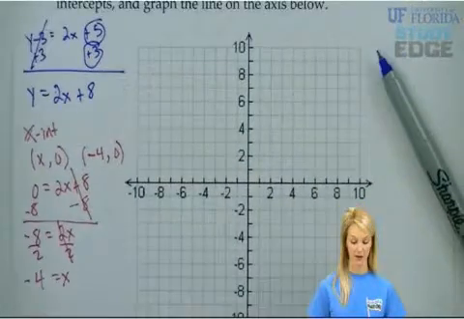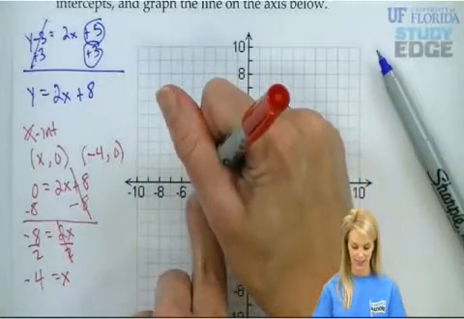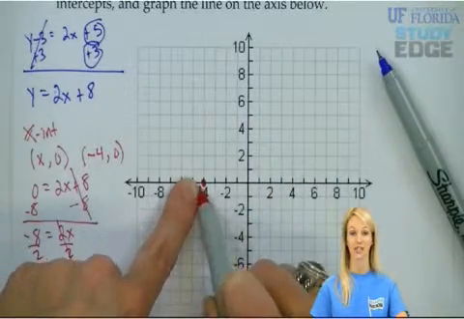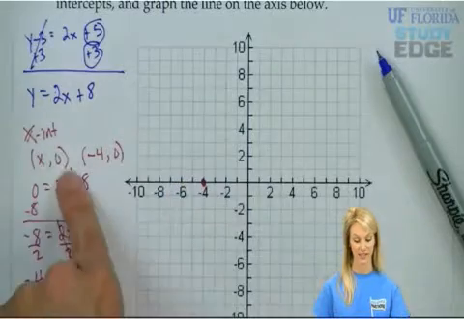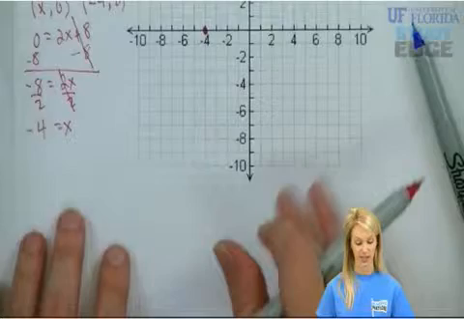Well, where is that on our graph? Well, our x is negative 4. Your x-intercept is always going to be on your x-axis. So we go to negative 4 for our x, and it's just on your x-axis. We don't go up or down because y is 0. All right, are we done? No, in order to plot this line, we need to get our y-intercept as well.